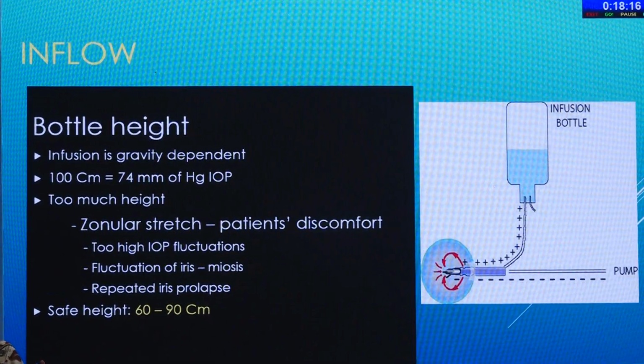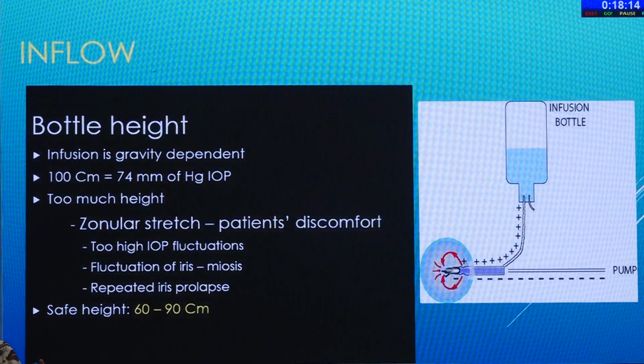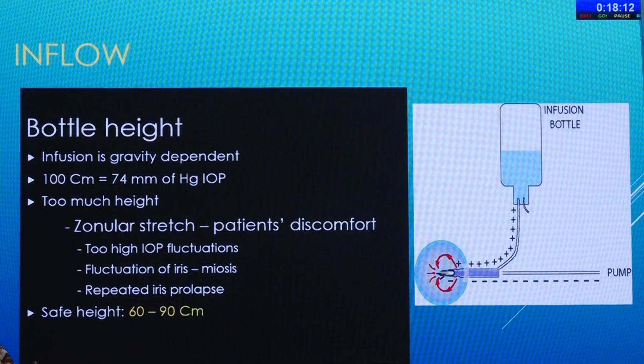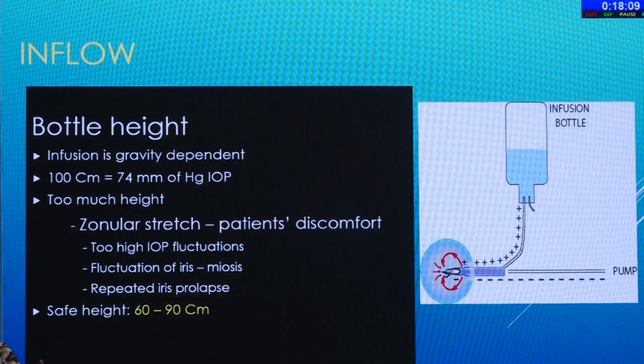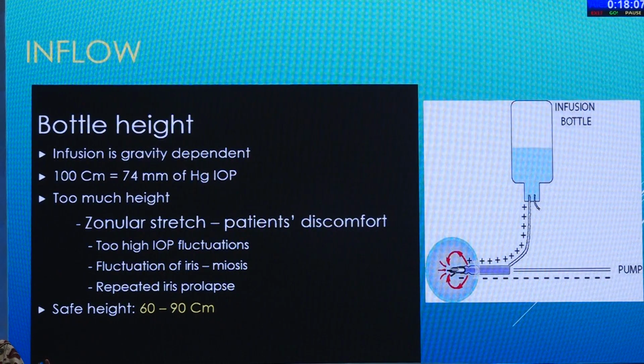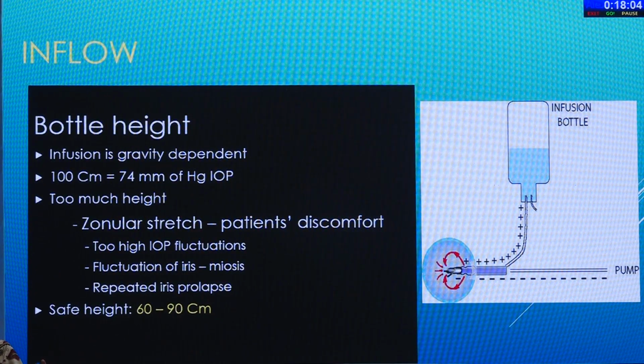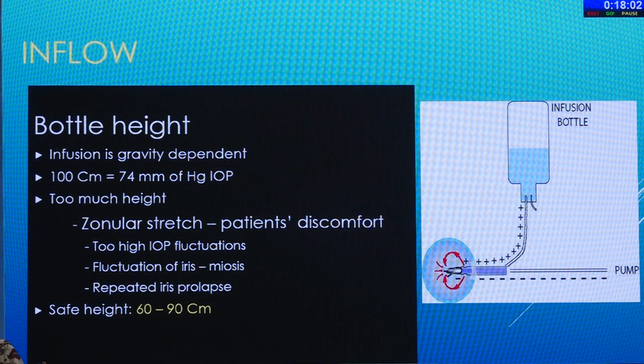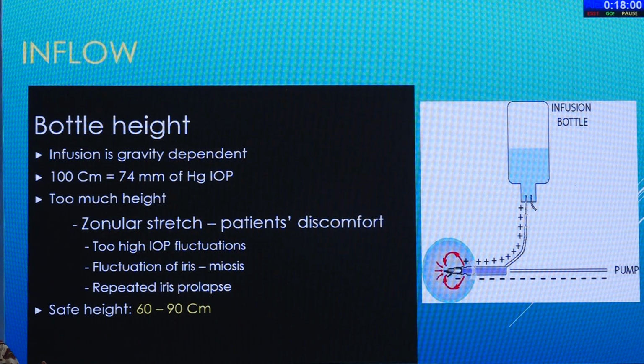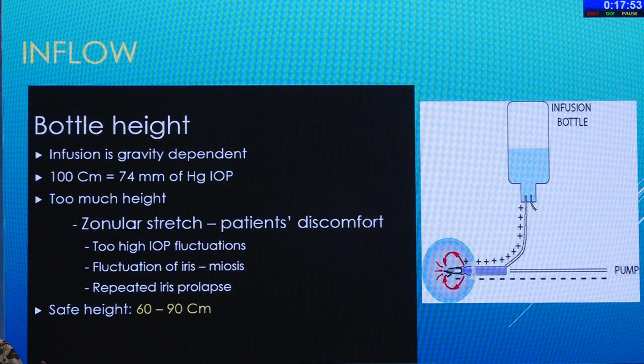Now, if we increase the amount of fluid which is entering the eye, it will raise the intraocular pressure. So the bottle height has to be adjusted in such a safe way that the IOP is at a safe level and we have a stable anterior chamber. If we have increased the height too much, it will stretch the zonules and the patient will feel discomfort because of too much rise of the intraocular pressure. If the IOP is too high, a slight withdrawal of the fluid will cause very high IOP fluctuations, which is again not a good idea for the tissues.